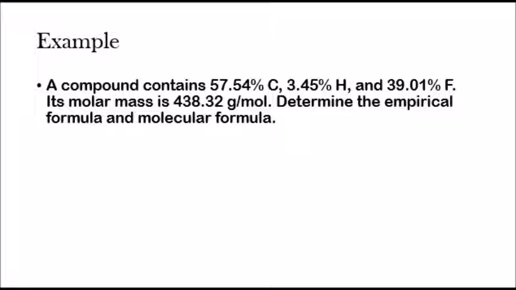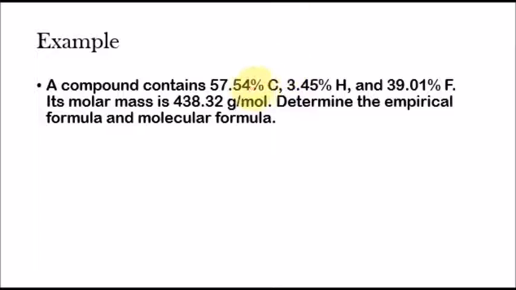So, a compound contains 57.54% carbon, 33.45% hydrogen, and 39.01% fluorine. Its molar mass is 438.32 grams per mole. Determine the empirical formula and the molecular formula. So let's first go ahead and determine the empirical formula.